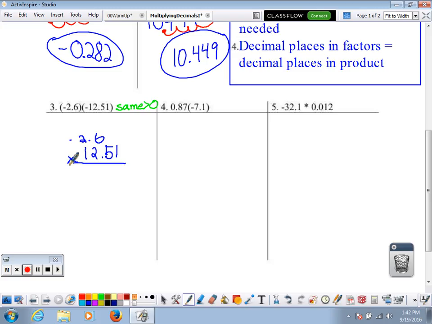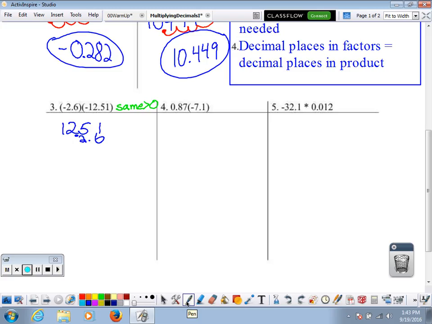Good. We're going to flip these two numbers. Now, Shane, we can have them in whatever order we want. That's what's really cool about multiplication. It's commutative. So you can multiply 2.6 times 12.51, or you can do 12.51 times 2.6. Typically, it makes our jobs a little bit easier if the number with more digits is up top. Okay, so it's going to look like this.